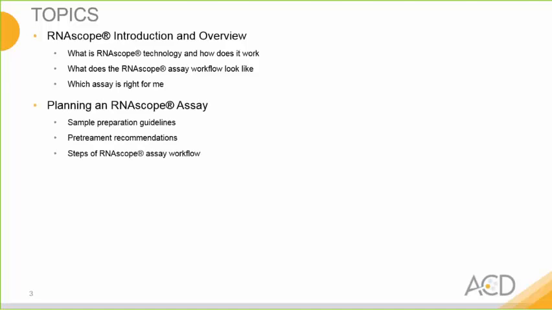Next, I'll cover how to plan for the RNAscope assay. There are three main steps involved. The first step of the RNAscope assay is sample preparation. We'll touch upon how to best prepare tissues for RNAscope technology.